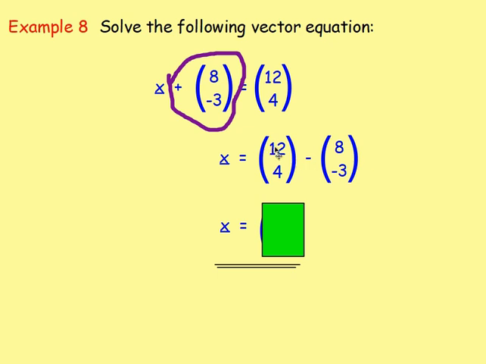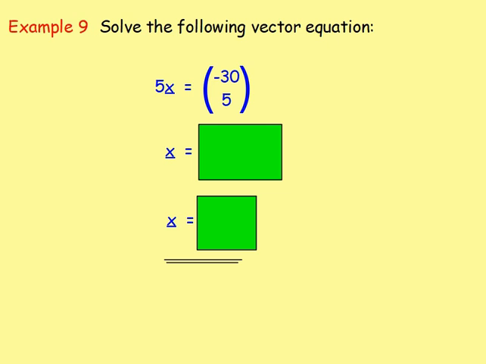And once again, to do that, you're really doing the 12 take away 8, which is 4, and 4 take away negative 3. When you take away a negative, you add! Good, so it's 4 add 3, which gives you 7. So vector x will have the components 4, 7.